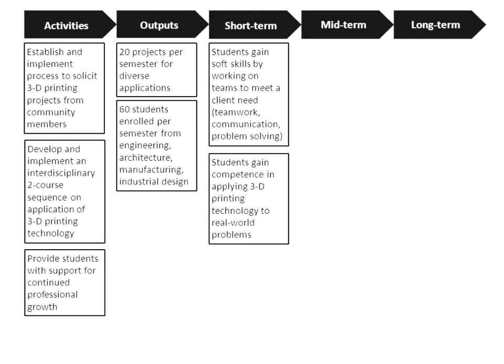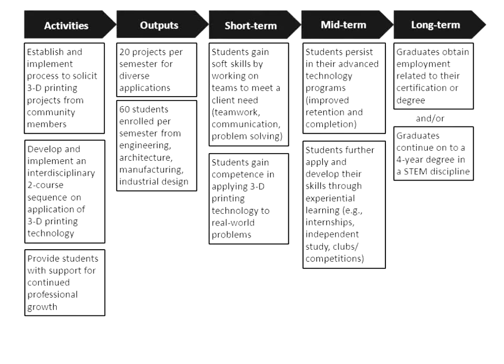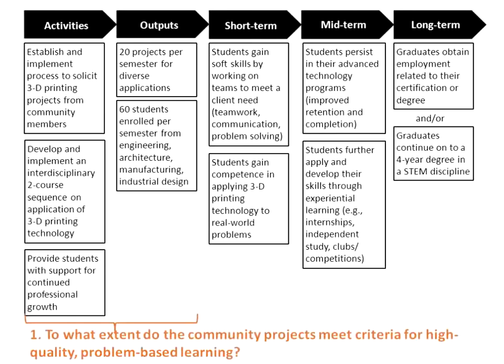Then it gets a little trickier. What do we want students to do differently because of their experience in this course, these courses? We'll say because of this great practical experience, they will persist in their advanced technology programs, and because of the additional guidance we're going to provide them, they're going to go further in applying and developing their skills through experiential learning like internships and independent studies and maybe clubs and competitions and that kind of thing. But then what? Well, we want them to gain employment using their new credentials or continue on to a four-year degree. And once we have that logic model laid out, then we can align the questions to each component.